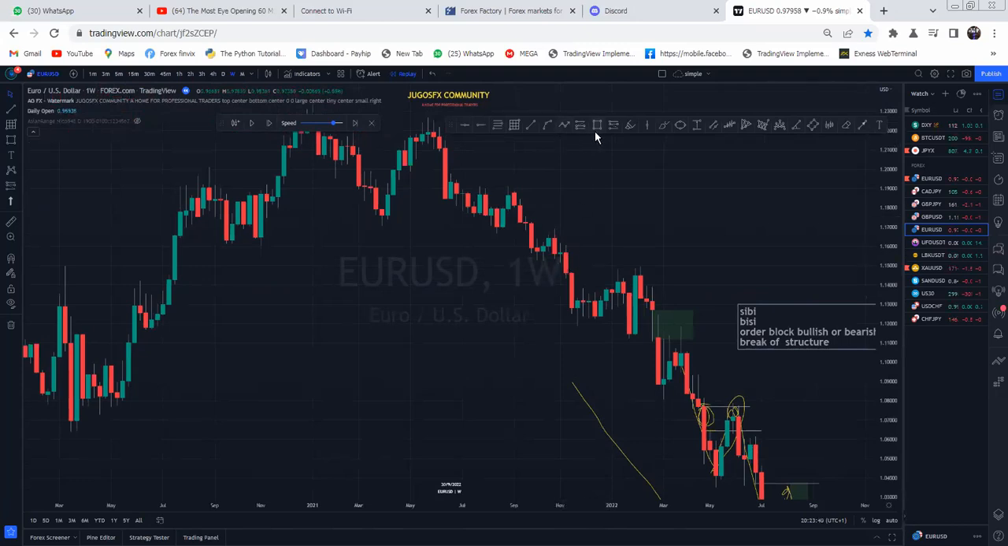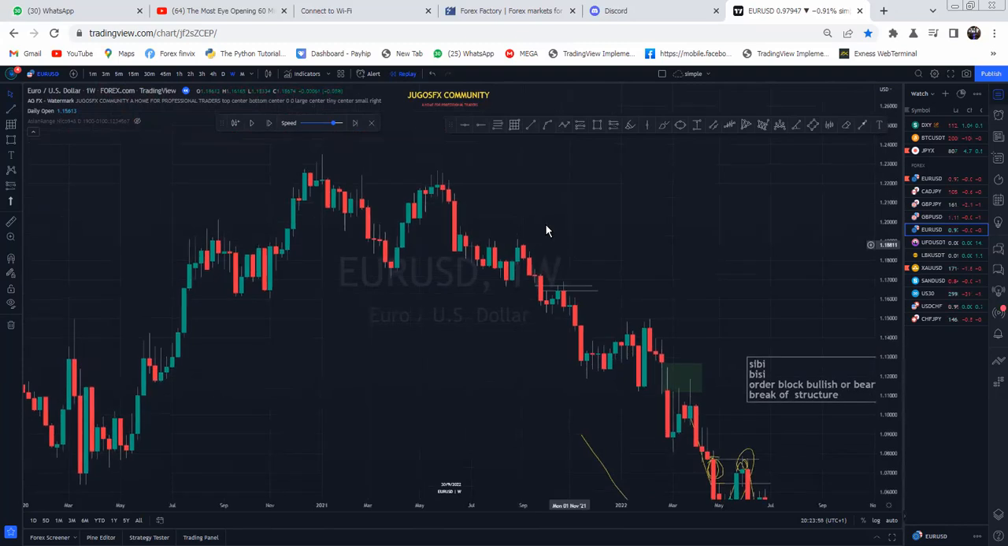Price expanded down. It created an imbalance. Price has to come back to it, rebalance, and then it continues down. You can see all these areas. Anytime price expands and creates an imbalance, it always comes back to rebalance it, right?